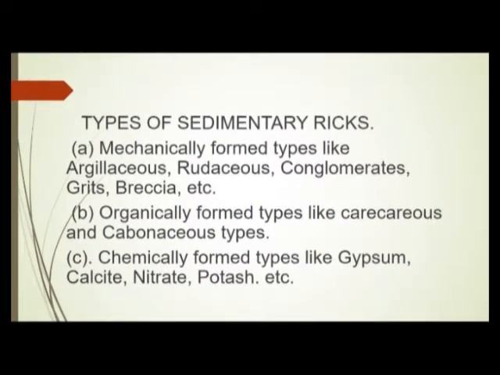Examples are rocks whose appearance may be coarse like grit, the rounded conglomerate, the angular breccia, or those that are fine-grained like clay, shale, sand, and gravel, or the soft mudstone. Kinds of sedimentary rocks are three types. We have mechanically formed sedimentary rocks, organically formed sedimentary rocks, and chemically formed sedimentary rocks.